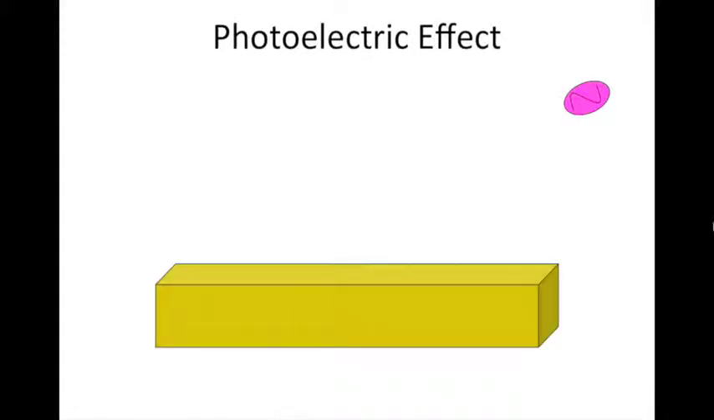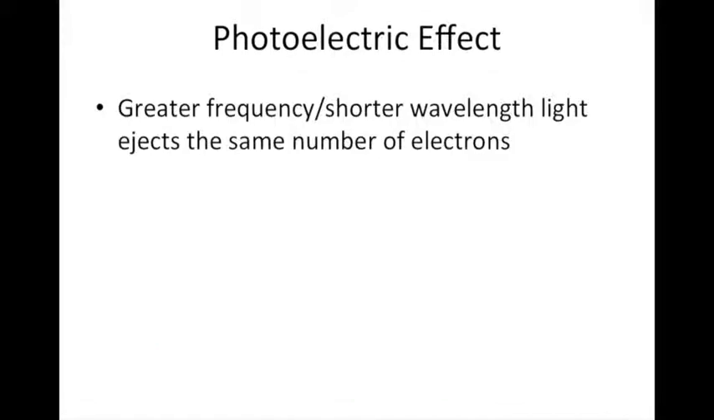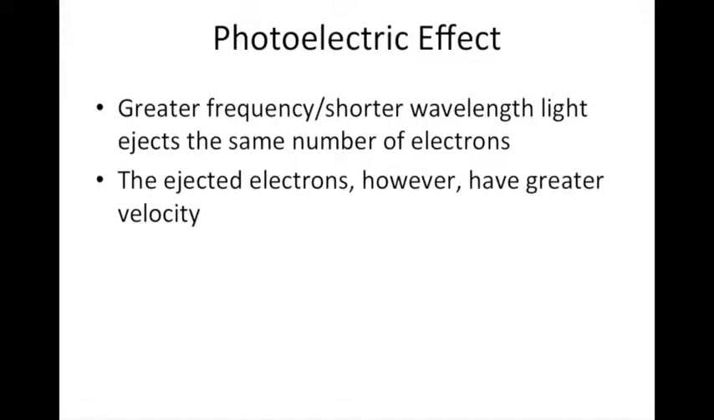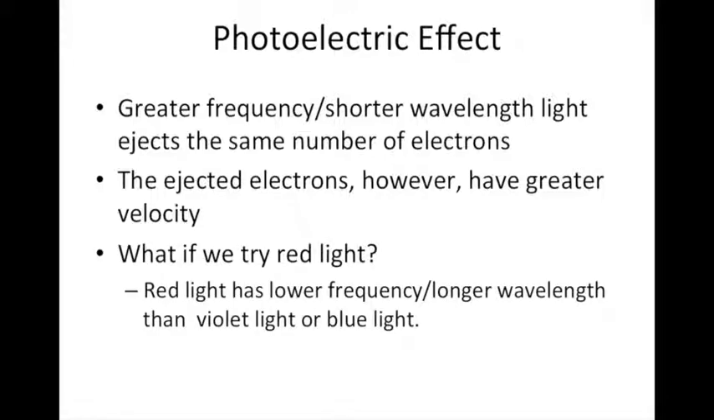So here's our same metal, and here is our violet light. We're going to shine that on there. When we shine the violet light, we still get the same number of electrons being ejected. There is one difference though. The electrons that are ejected have a greater velocity. So the violet light ejects the same number of electrons as the blue light, but they have a greater velocity.